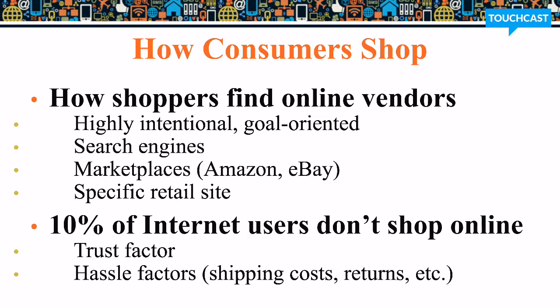As a consumer, we find our online vendors in different ways. Sometimes we know what we want and we go towards that specific retail site that's going to give us that item. Sometimes we go through a search engine like Google or Yahoo to find a retailer. Or sometimes we're on marketplace sites like Amazon or eBay, which give you the option of several retailers or several sellers in one location.